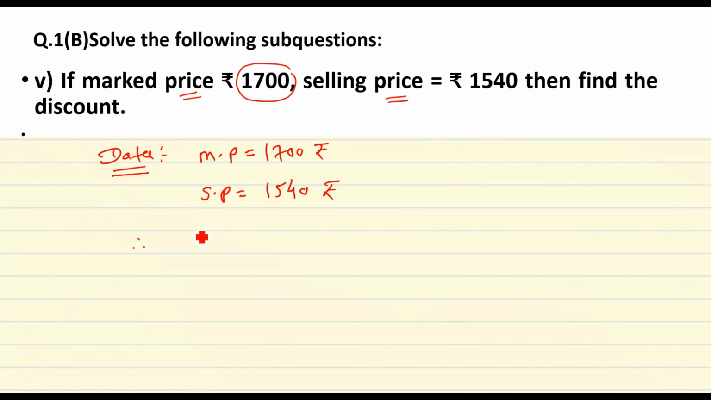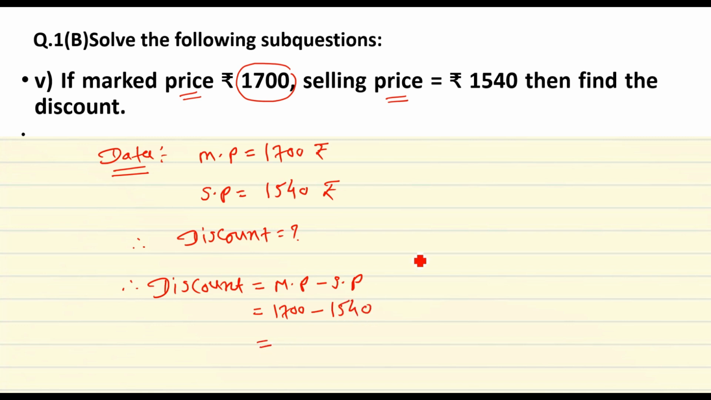So what is asked is the discount to be calculated. So now I have the data: market price I know, selling price I know, discount to be calculated. Then you have to recall by yourselves the formula. Discount is equal to market price minus selling price. So we have market price 1700, selling price 1540, and we have to subtract to get the discount.